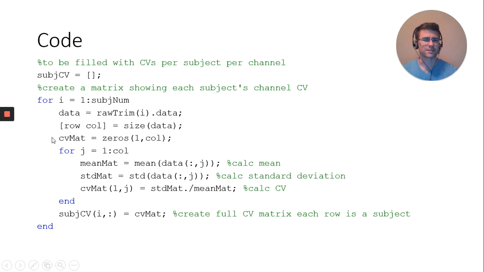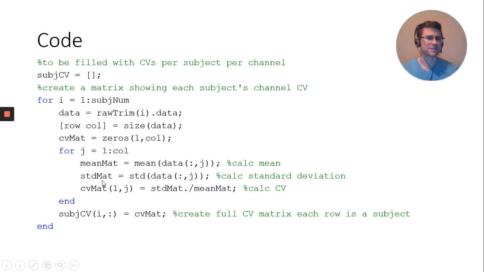The first thing you do is actually extract the data for that specific subject, here denoted by I in this loop. Next, we get the dimensions of that data. We create a zero matrix, just a matrix filled with zeros. That's going to be however many columns that subject has, so however many channels that they have. You go through each channel, you calculate the mean, create a matrix for that, which is here. You create the standard deviation, create a matrix for that.